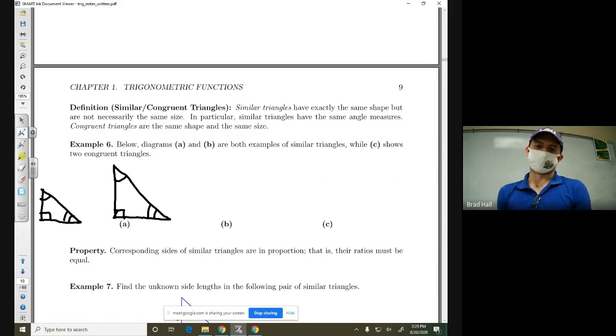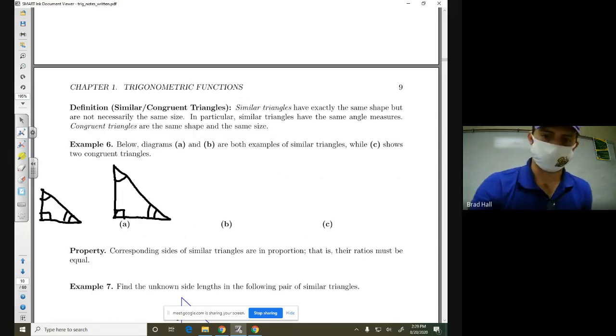And so what this means is that although one triangle is definitely larger than the other, which means the lengths of the segments will be different sizes, the angles are the same size. That's what that means. Just because the triangle gets larger doesn't mean the angles get larger. So that's what similar triangles represent.